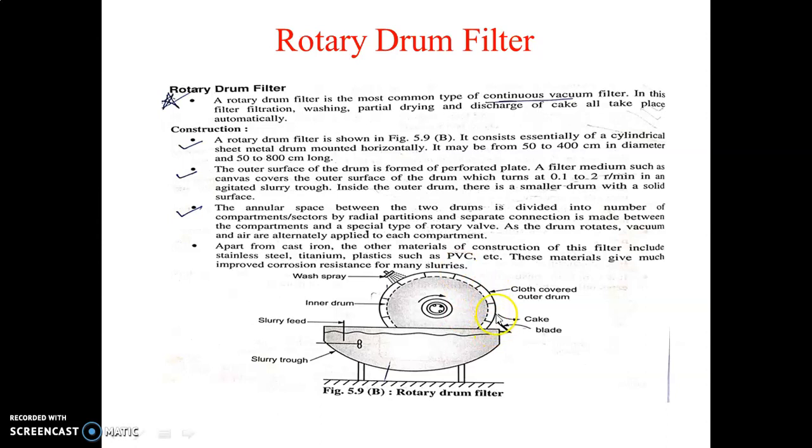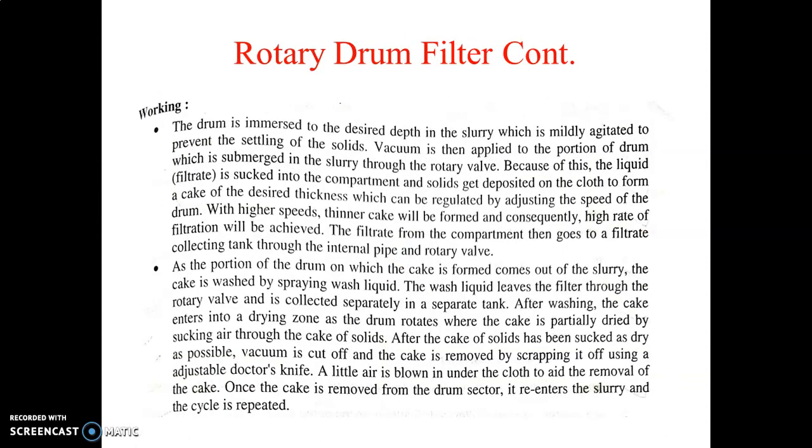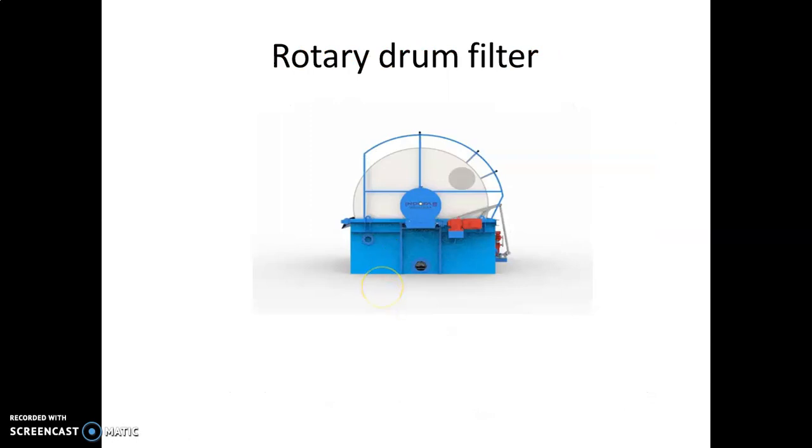When this cycle is completed, the drum is again submerged here, then vacuum is applied, then it goes to washing, then it is dried in this part, and then the cake is removed. So you can repeatedly use that cycle to carry out the filtration. Now I will show the video of that rotary drum filter.